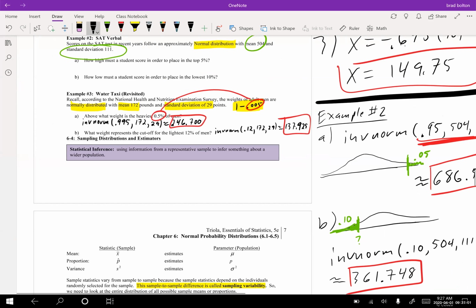Okay, so there's our filled in answer sheet. Sorry about that, you guys. I was running out of room, so I was going to have to fit it in there somewhere. And again, we're using inverse norm a lot because they're giving us the probabilities, and we have to find the unstandardized value that would create those probabilities, those percentages on our normal curve.